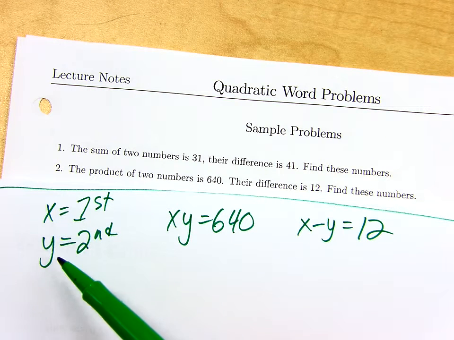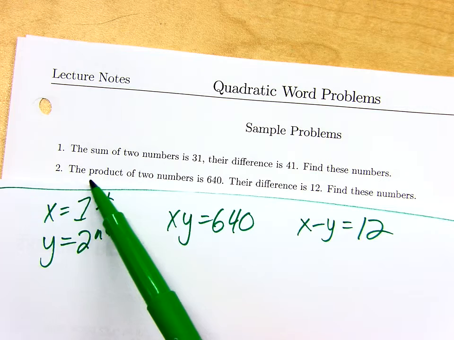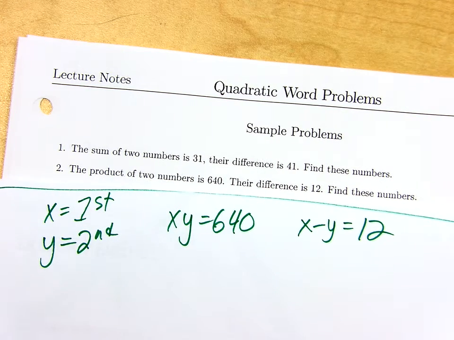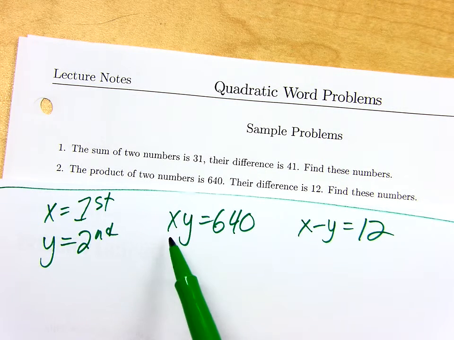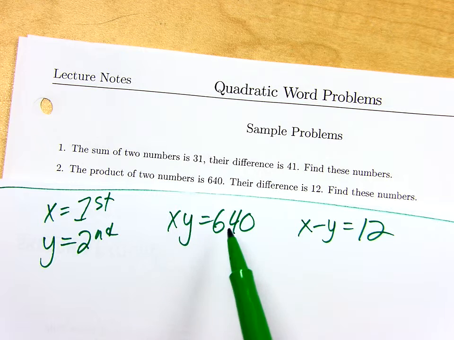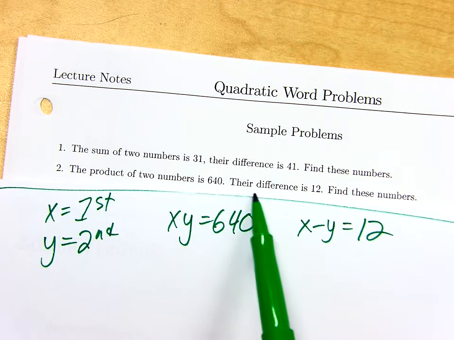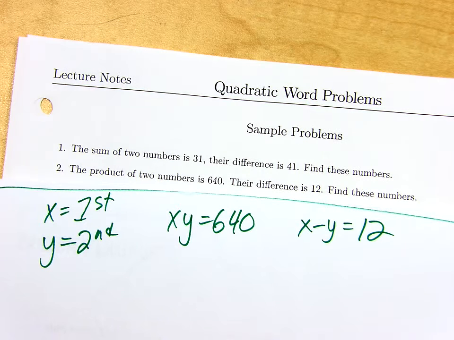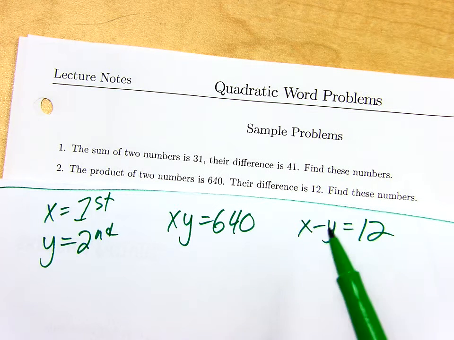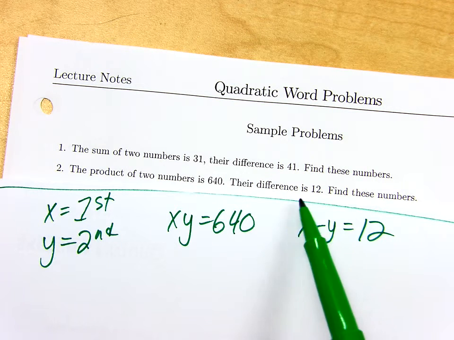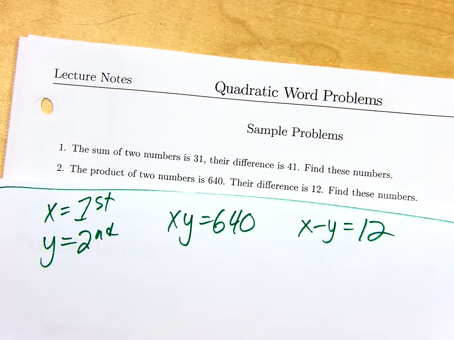My two numbers are x and y. The first sentence says the product of two numbers is 640. So I did x times y equals 640. The second sentence says their difference is 12. Difference, you guys just told me that the operation for difference is what again? Subtraction. So I just need to subtract my two and say it's 12.